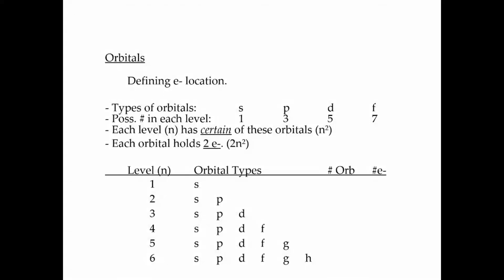Today we're going to be discussing orbitals, and orbitals are a way of defining electron location. Where are the electrons in the atom? In order to better understand this, we're going to tell a quick story. So let's suppose we're at a baseball/softball game, and we're watching this game from the stands.